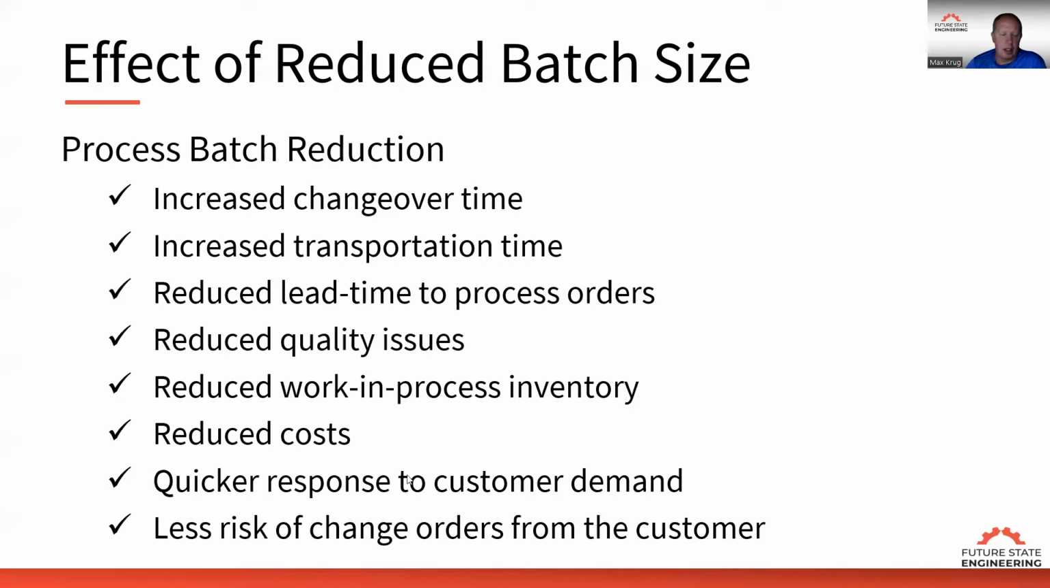And then here's one that I didn't understand was a benefit until I actually saw it happen: the risk of change orders from the customer. If you reduce the lead time, the likelihood of the customer making a change within that shorter lead time gets less and less and less. If I have a 6-week lead time through production, the chance of the customer changing that priority or changing that order in 6 weeks is a high probability. If I can reduce that to 6 days, the likelihood of that change goes down significantly, which reduces significant chaos.